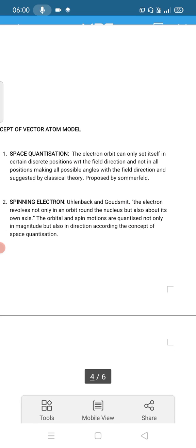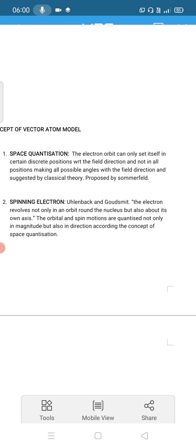Next, the second concept: the spinning electron. What is a spinning electron? Two physicists, Uhlenbeck and Goudsmit, said that the electron revolves not only in an orbit around the nucleus but also about its own axis. The orbital and spin motions are quantized not only in magnitude but also in direction, according to the concept of space quantization.